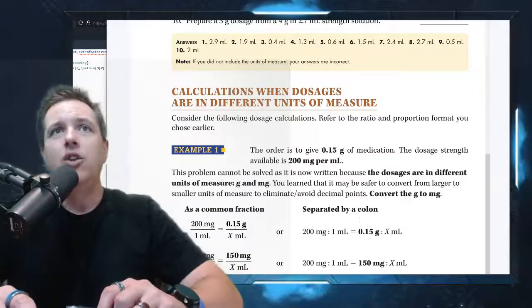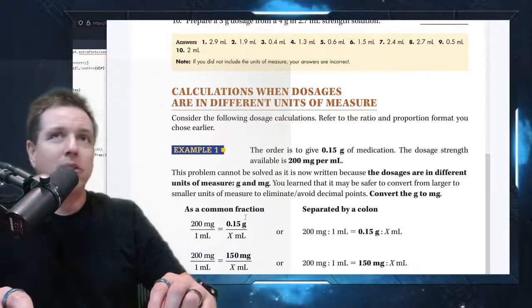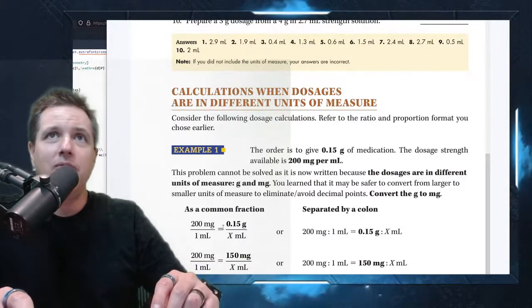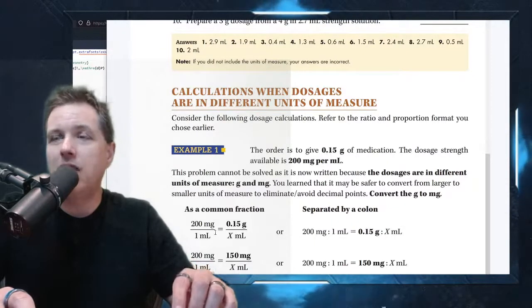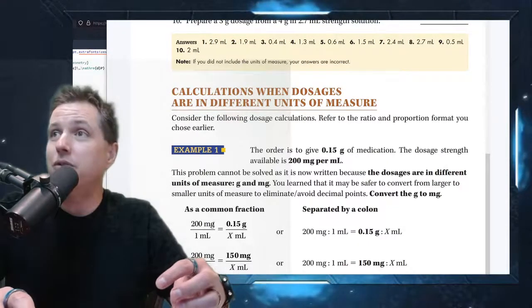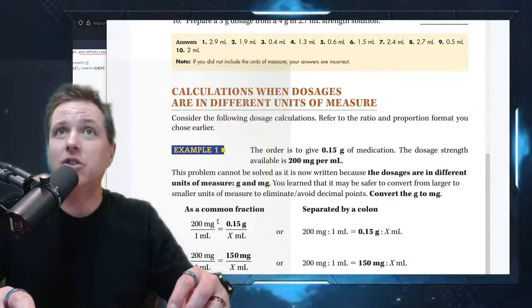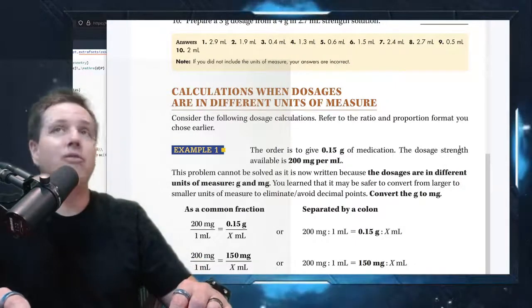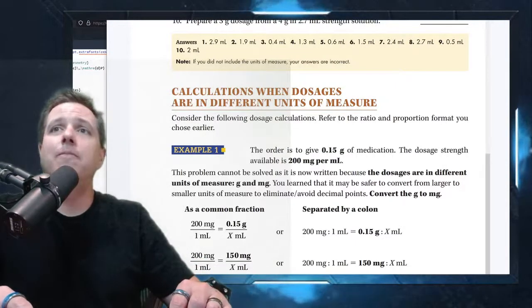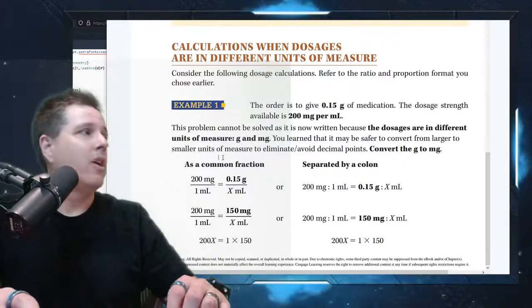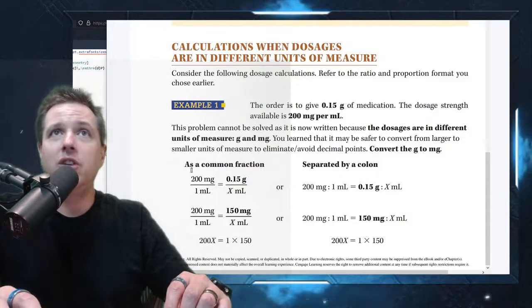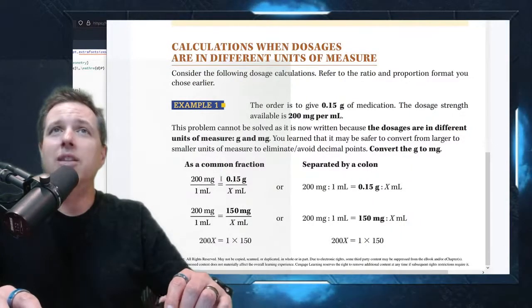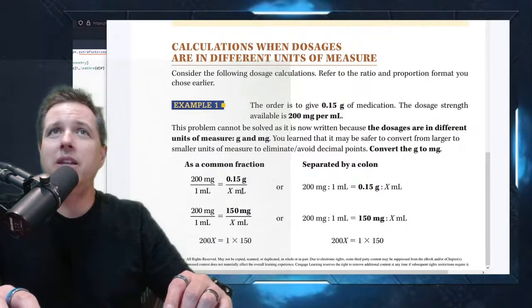You have to make sure, like I was talking about, that the units line up. If the units are not the same, then your cross multiplication isn't going to work right, because your numbers are representing different things than they're supposed to. So in this case, we've got 200 milligrams to 1 milliliter. That's the dosage on the bottle, right? Except you're supposed to give 0.15 grams, and you don't know how many milliliters that should be.